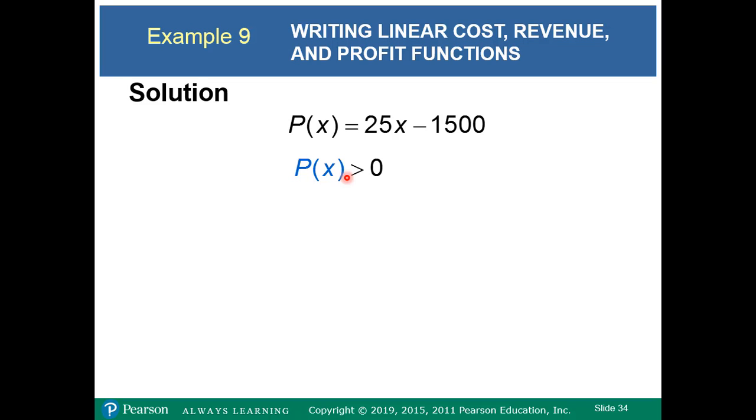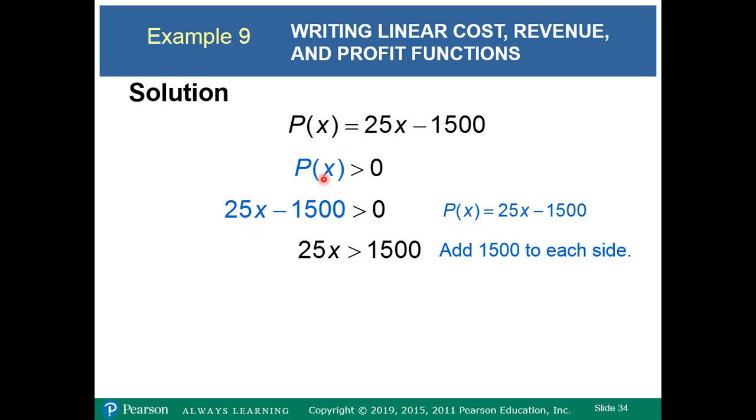Six of one, half a dozen of the other. So now we're setting up this inequality. We want to know, when is this greater than 0? So all we have to do is solve for x. We add 1,500 to both sides, and then we divide by 25. So x has to be greater than 60.